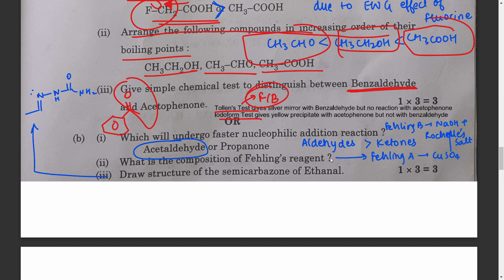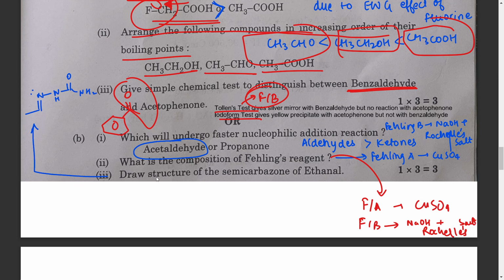What is the composition of Fehling's reagent? I should have written it over here. The first one, Fehling A, is just copper sulfate. And Fehling B is two things actually. An alkali, usually NaOH, plus something known as Rochelle's salt to provide stability to the precipitate.